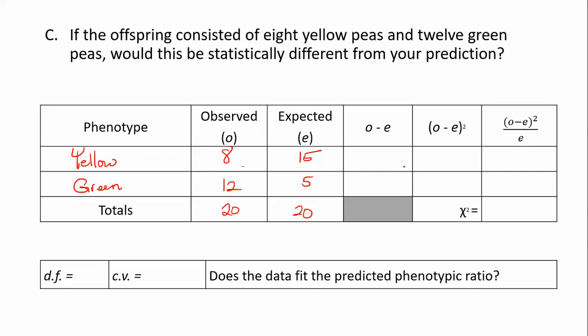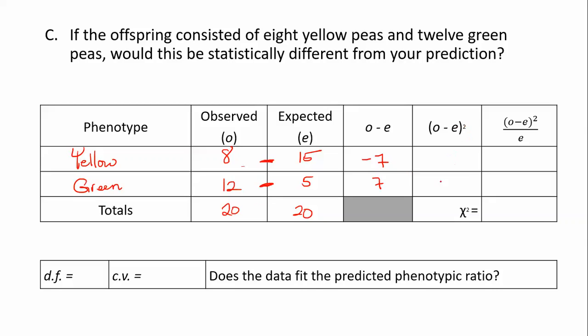But I'm going to go ahead and fill out the numbers. Feel free to pull out your calculator and do it as we do this. 8 minus 15, because it's observed minus expected, is going to be negative 7. 12 minus 5 is going to be 7.